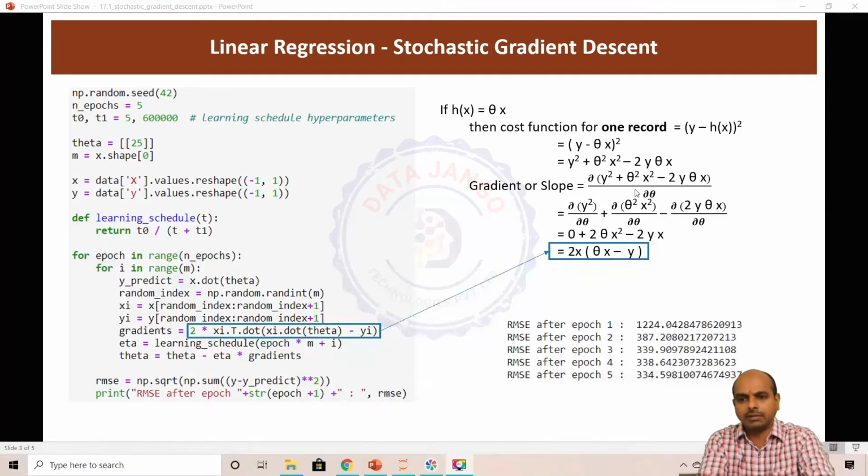So I took the derivative and I expanded this, right? Dou of y square divided by dou theta plus dou of theta square x square by dou theta minus dou of 2y theta x by dou theta. When we are taking derivative with theta, all the other terms in the equation become constants. Constant's derivative is 0, right? Dou of y square by dou theta is 0. And I said the other terms will become constants and theta is the variable there. So theta square's derivative is 2 theta, x square is constant. So x square 2 theta. And then here dou theta by dou theta is going to be 1, 2yx. If I take the 2x common, it becomes theta x minus y. That's what we did here.